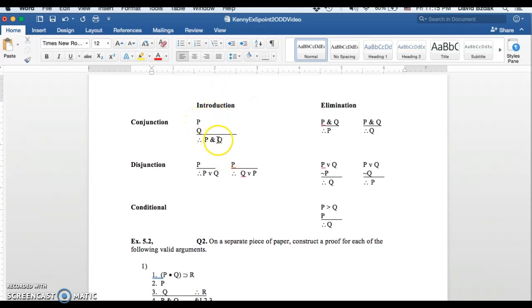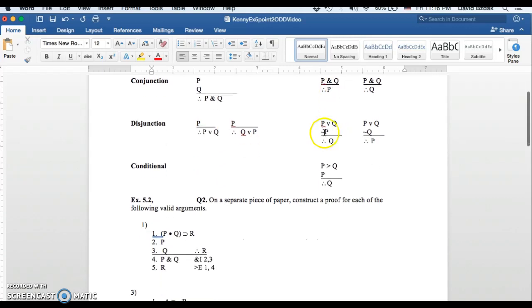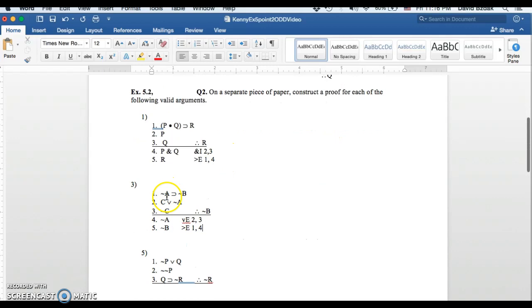If P and Q are true, then the conjunction is true. If P is true, then the disjunction is true. If the conjunction here is true, then P is true. So all these are valid inferences. So if I make a valid inference every step of the way, I'm preserving the truth, right? Because remember, validity means if the premises are true, then the conclusion must be true.